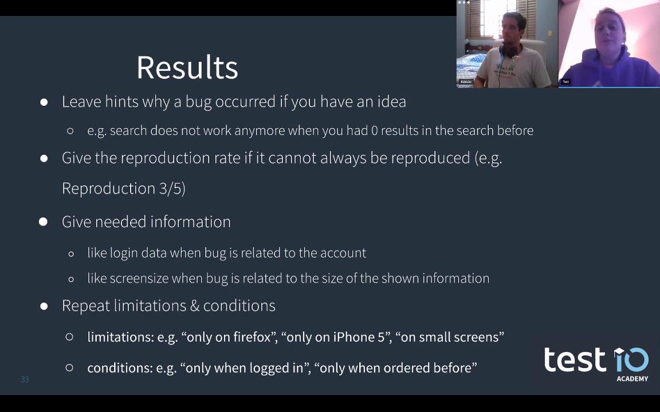Also, if you can't reproduce a bug every time, it's not a problem, but let us know how high the reproduction rate is. So if you can reproduce the problem 3 out of 5 times, just write down "reproduction 3 from 5." If it's 4 from 5, it's fine, or if it's 1 from 3, just let us know how often you can reproduce it.